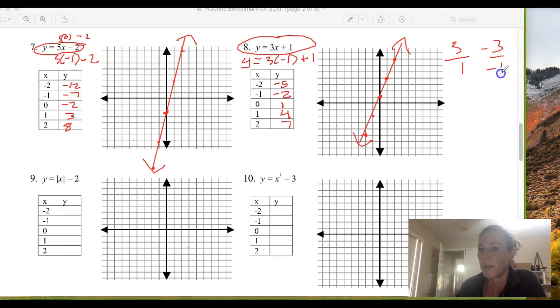Oops, I need to write -1. A negative divided by a negative is a positive. So you could even go down 3, back 1, down 3, back 1. So it works. All right, absolute value.